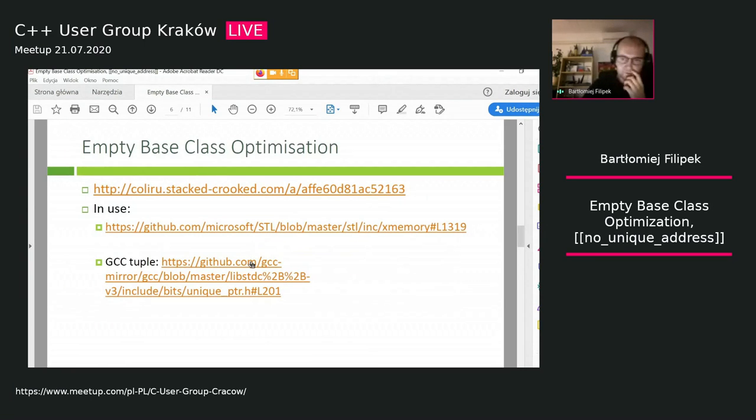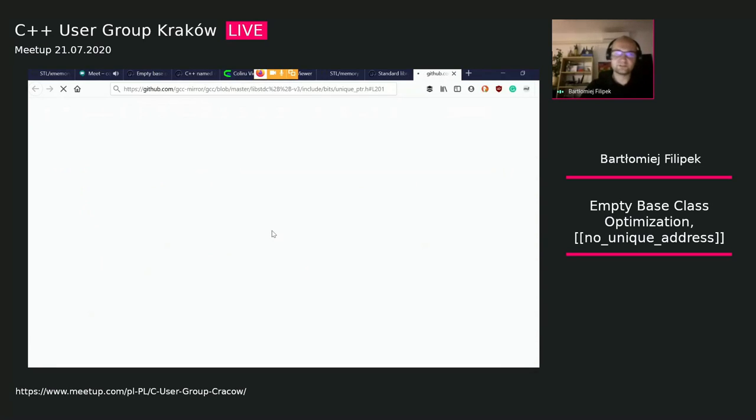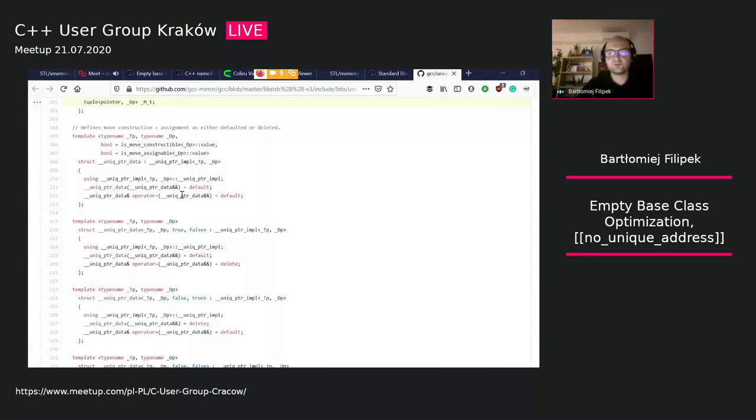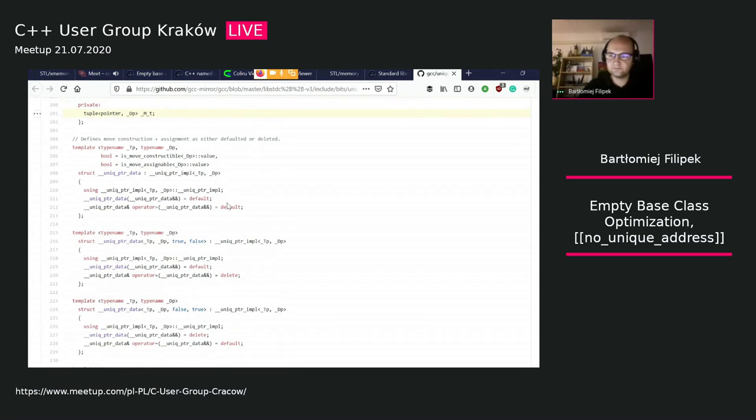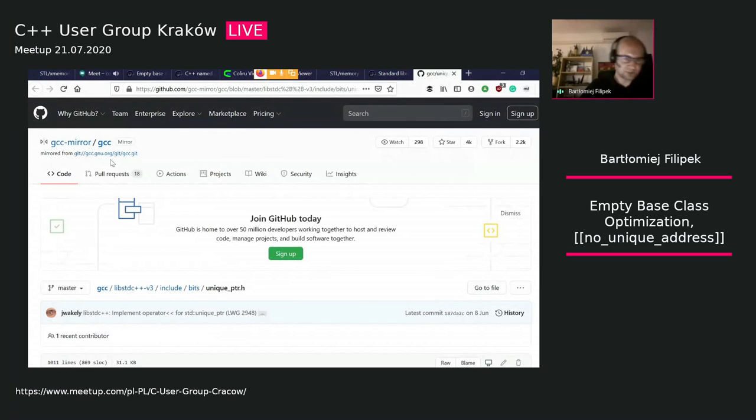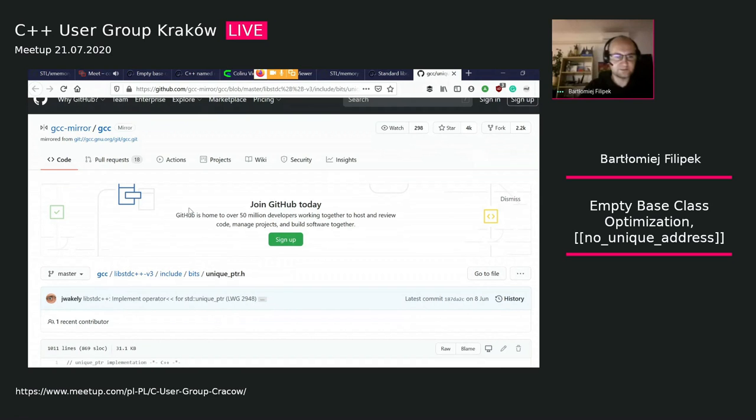Yes, we can also go to, so we visited that place for X memory with this compressed pair, and we can also do the same for unique pointer for GCC. To be honest, I'm not sure if that's the official GCC repository, but hopefully this is.